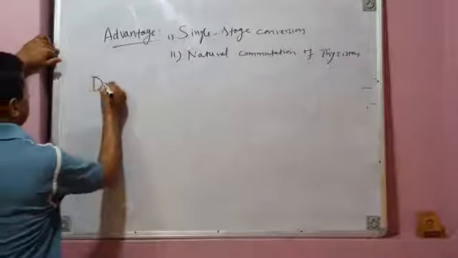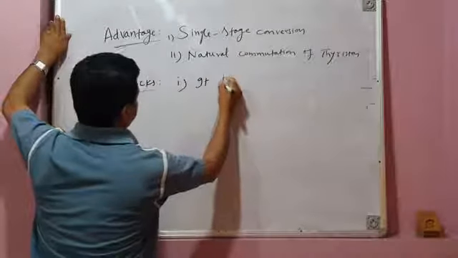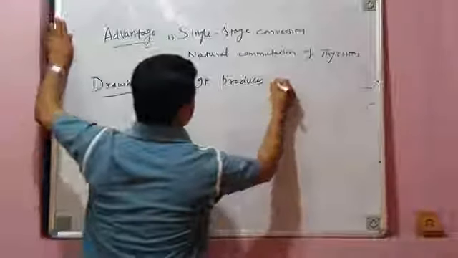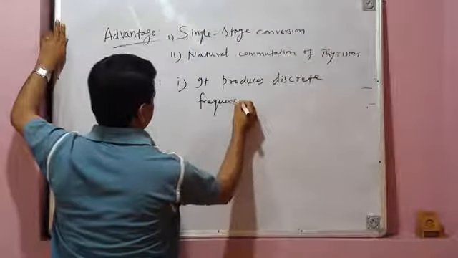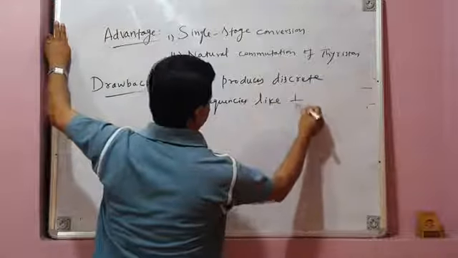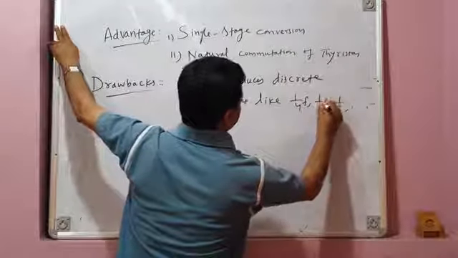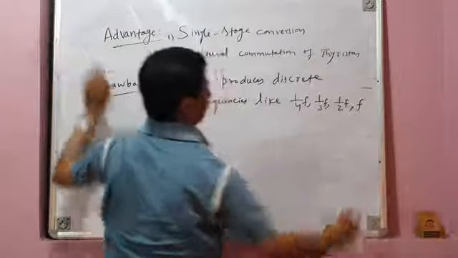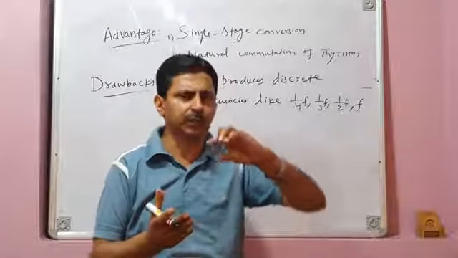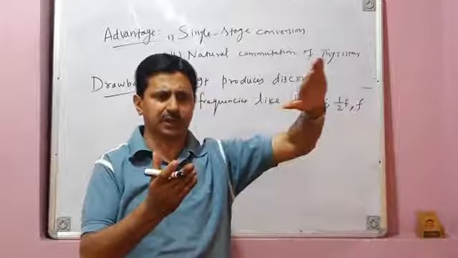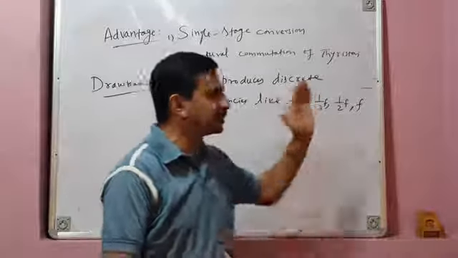But it suffers from some serious drawbacks. What are the drawbacks of cycloconverters? First drawback is that it produces discrete values of frequencies. Discrete frequencies, like 1 by 4F, 1 by 3F, 1 by 2F, F. So in those applications where you need continuous control of frequency, for example, from 5 hertz to 50 hertz, continuously, smoothly, this is not the converter that you should use there, because it produces only fixed discrete values of frequencies.